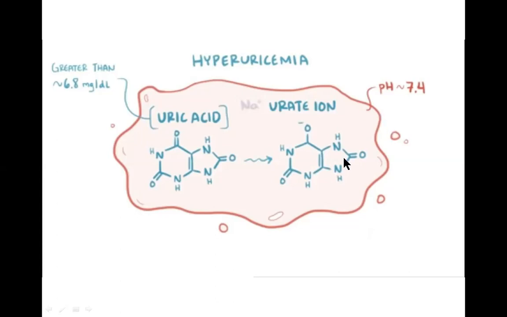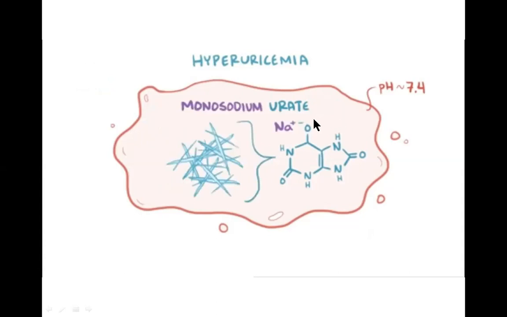At pH 7.4, this uric acid will lose a proton to form a urate ion. This urate ion, which is formed due to the loss of one proton, gets attached to sodium to form monosodium urate. That's how the monosodium urate crystals are formed.